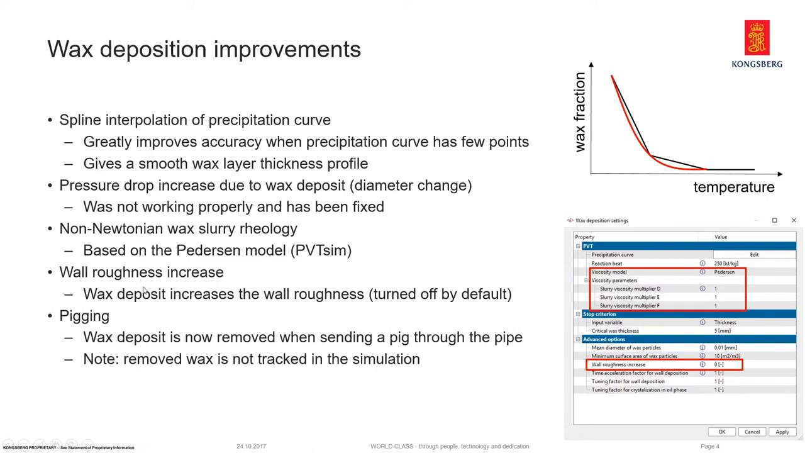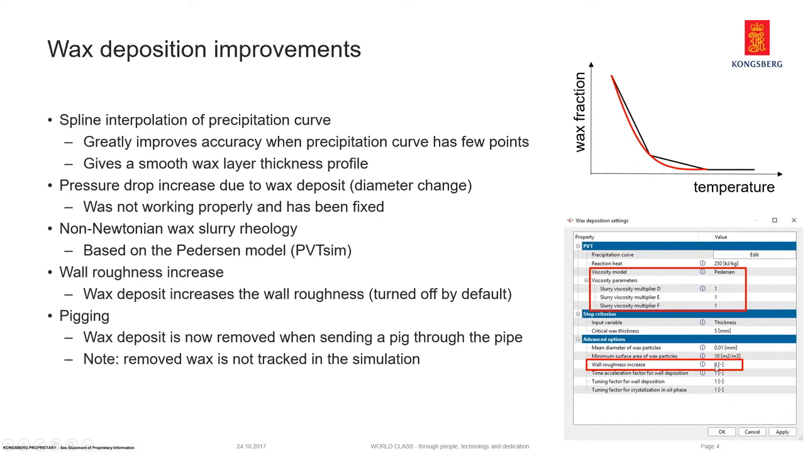Then the fourth improvement that we made is with the wall roughness increase. So it is now possible to have an increase in wall roughness when the wax deposits on the pipe wall. And by default, this option is turned off because we're not entirely convinced that for any kind of wax this is important. But in some cases, you might get a rough wax deposit on the pipe wall, and this could, in principle, increase the wall roughness that the fluid experiences. So that's why we've added this advanced option.